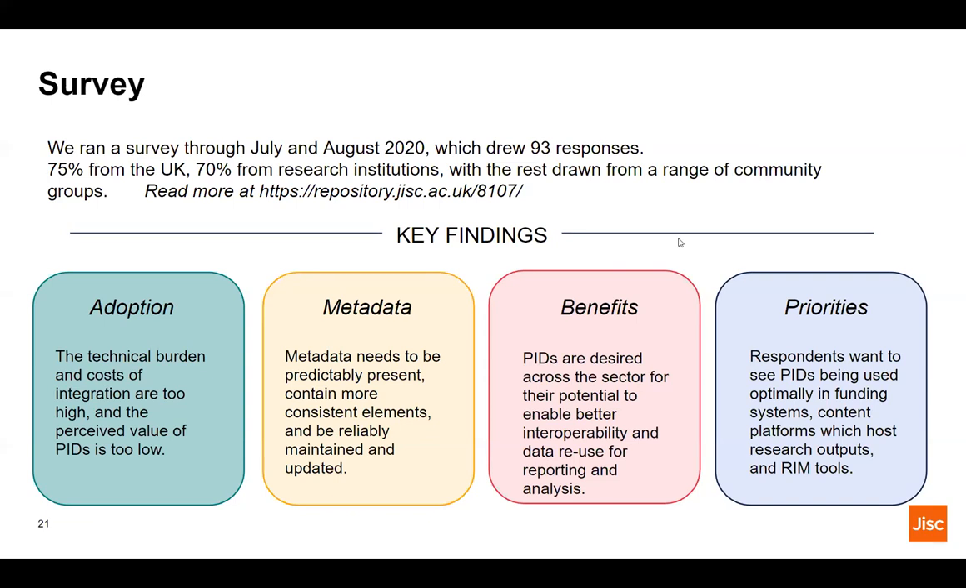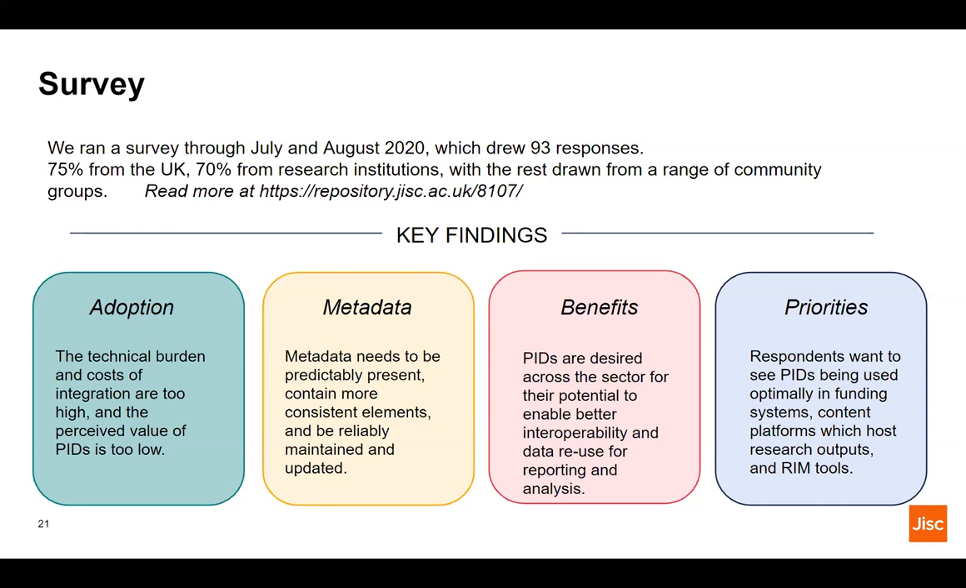So we followed this up by digging into some of these questions around those priority PIDs. And one of the key findings from our survey was that the technical burden and cost of integration are too high for PIDs. That is one of the things that is massively holding adoption back. One of the things that might help to boost the perceived value of PIDs is if metadata was more predictably present and more predictably of good quality. But the benefits that people want from PIDs are better interoperability with internal and external systems, and the ability to reuse data for reporting and analysis, which feeds back to both the adoption and the metadata questions.